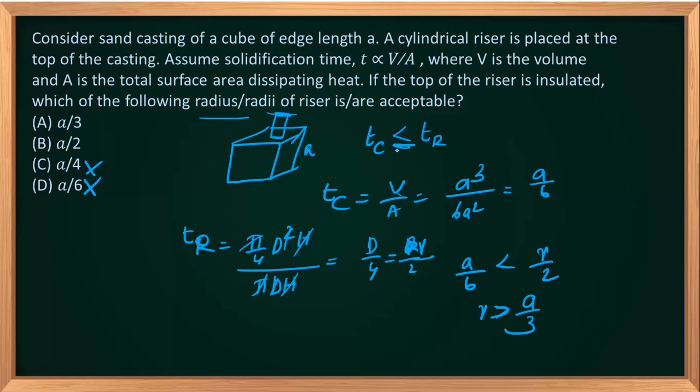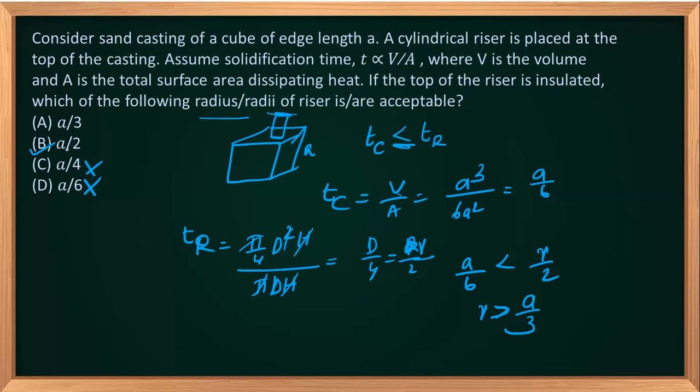When we consider the equality sign, suppose your riser and your casting are solidifying simultaneously, will it compensate for the shrinkage? Actually, it can or it cannot. It will depend on other factors, such as the shape of the casting. But there is a possibility that this could work, a slight possibility. So I don't know whether IIT Kharagpur will accept this or not. Otherwise, the answer will be only a by 2. A by 2 will work because then r will be greater than a by 3.